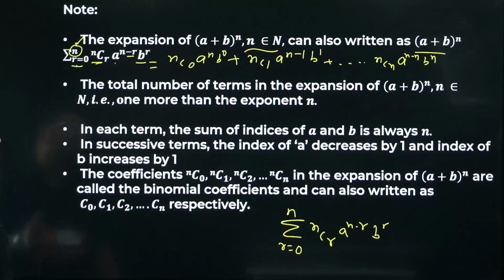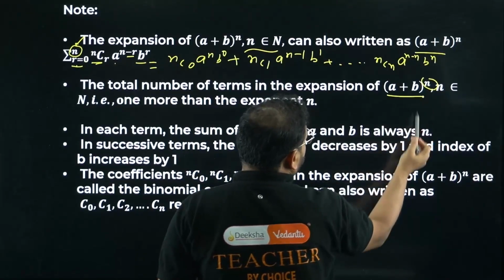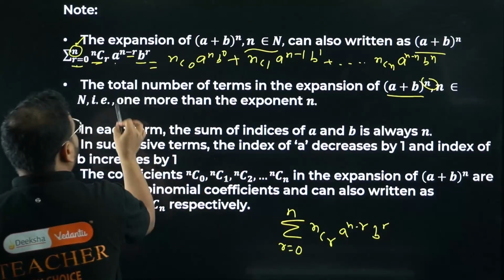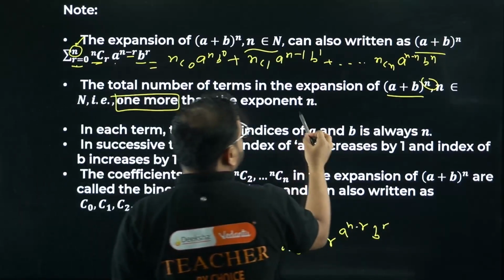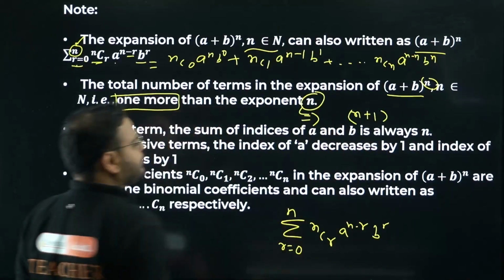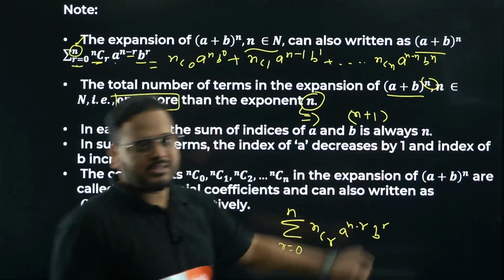The total number of terms in the expansion, whenever you have a binomial with power n, will always be one more than the exponent. So it becomes n plus 1. Our exponent is n over here, so the result will be n plus 1.